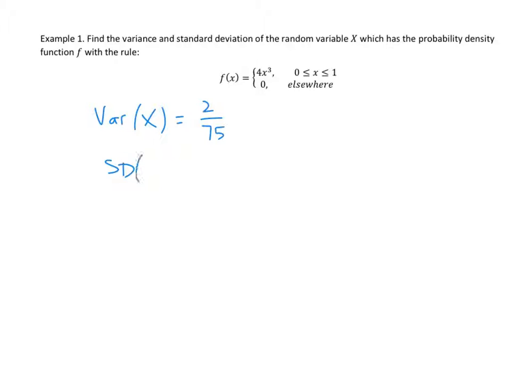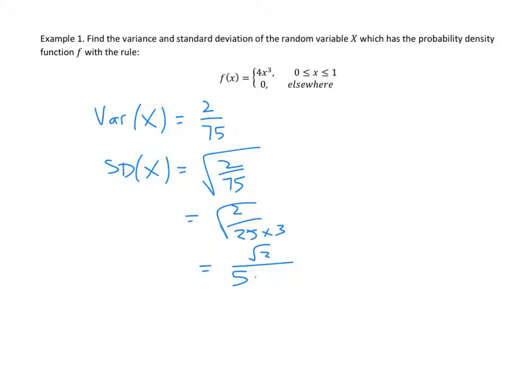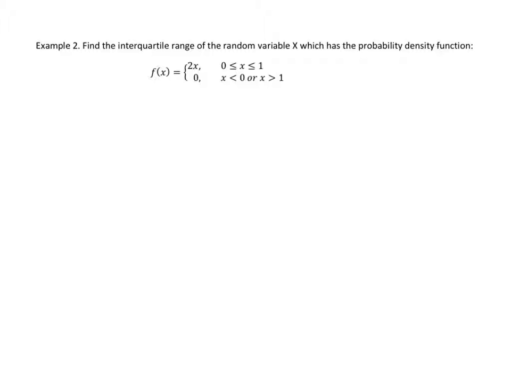So then the standard deviation is the square root of 2 over 75, which is going to be the square root of 2 over 75, and 75 is 3 times 25. So I can write it out as root 2 over 5 root 3. Rationalize the denominator. I get root 6 over 15. And once again, you could have gone straight from here to here with your calculator, and that would be fine.